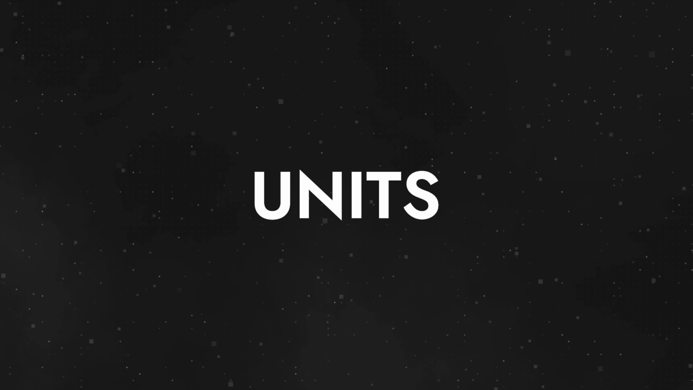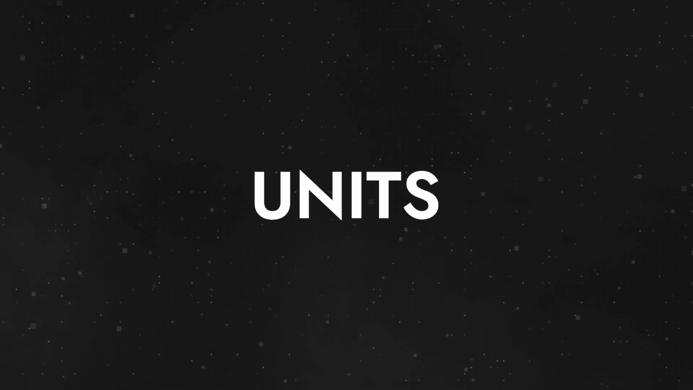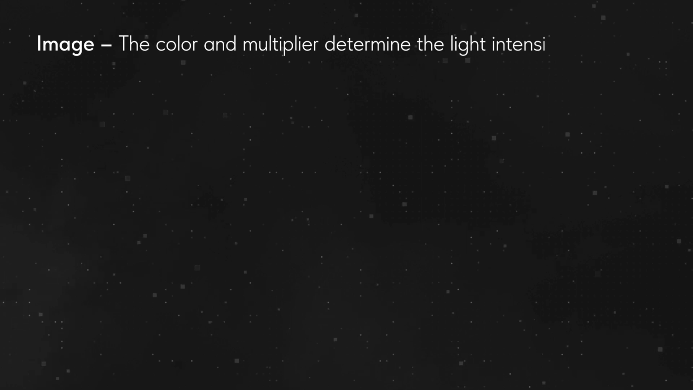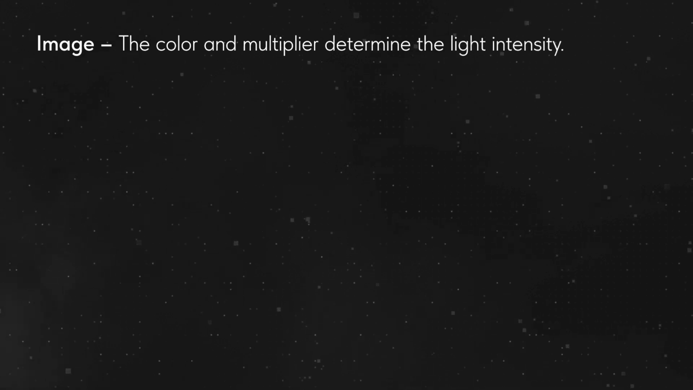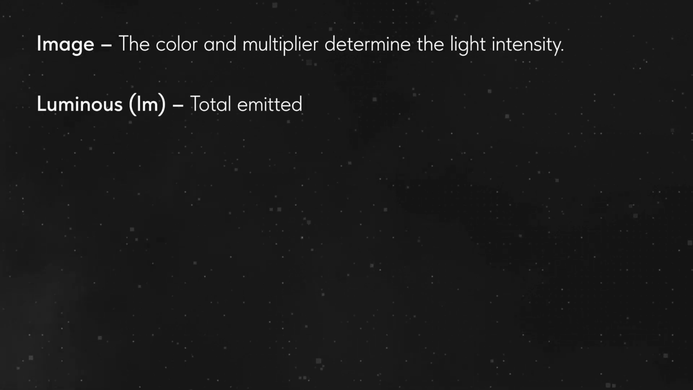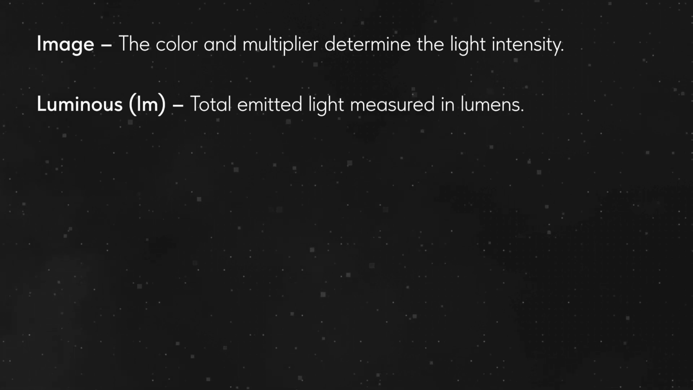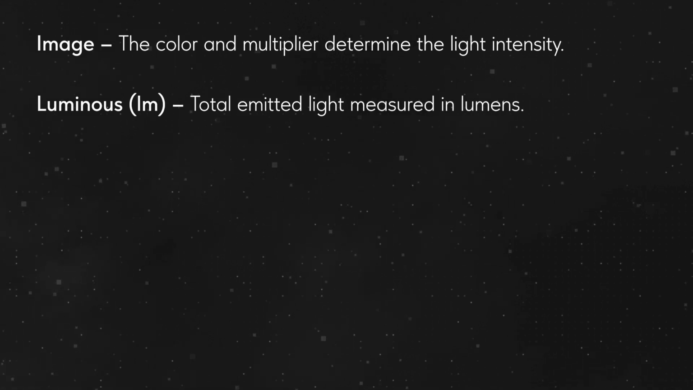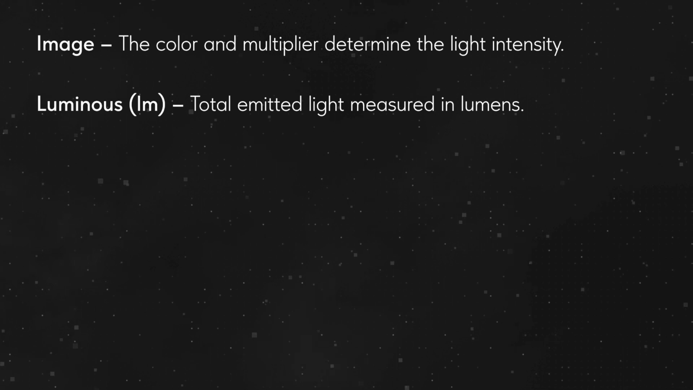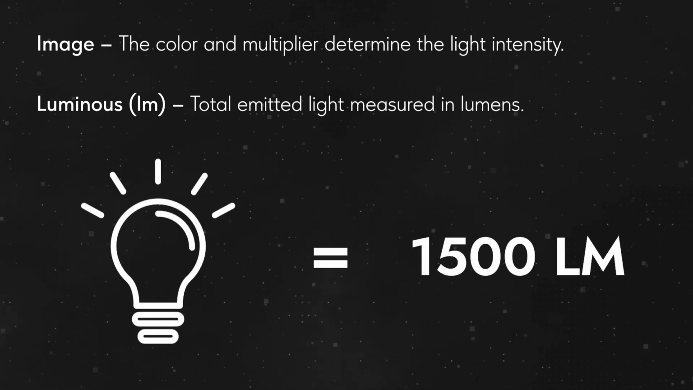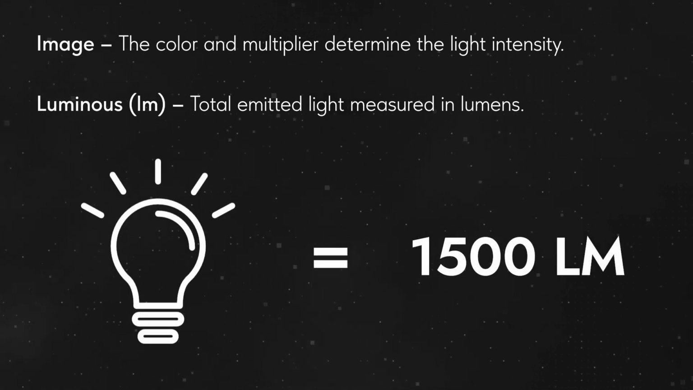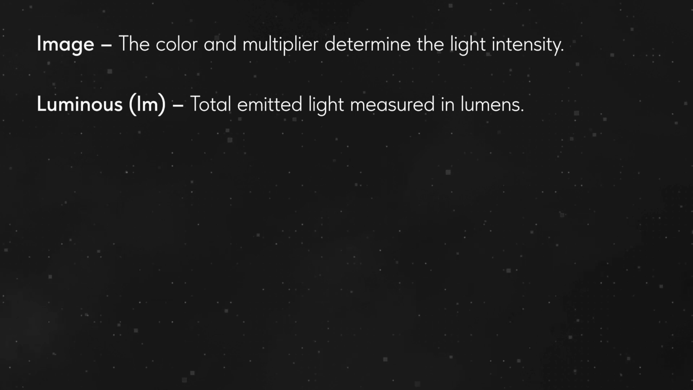Let's begin. First, you need to decide what units of measure is used to regulate brightness. There are several to choose from. Intensity, where the color and multiplier of the light source determines the light intensity. Luminous power. It's total emitted light measured in lumens. When this setting is used, the intensity of light doesn't depend on its size. And for example, a typical 100 watt incandescent light bulb emits about 1500 lumens of light.